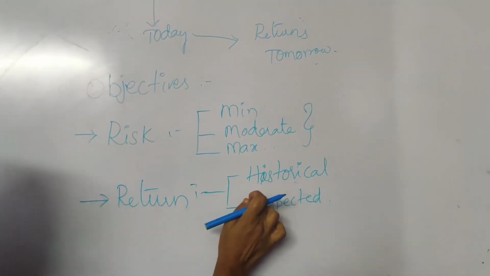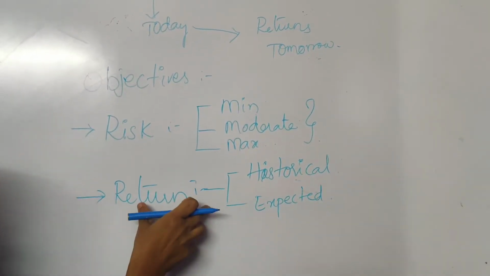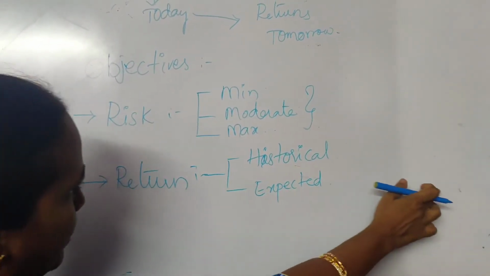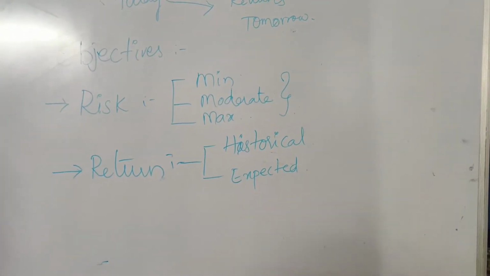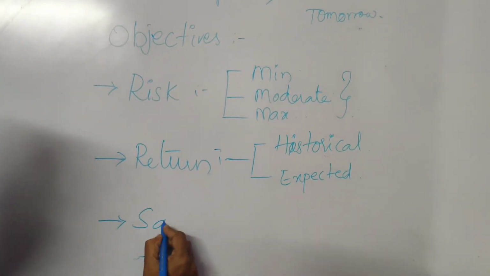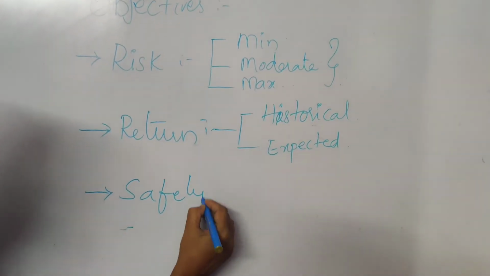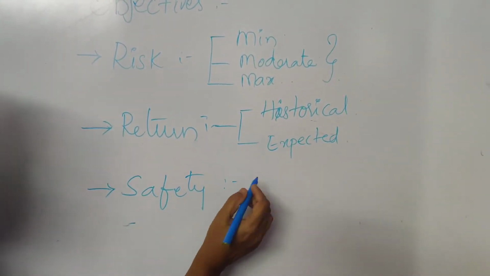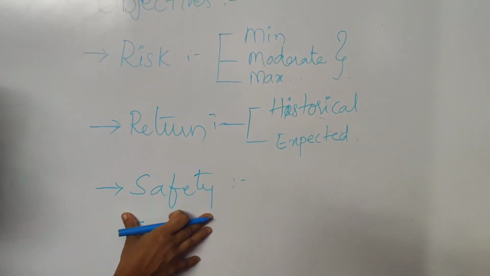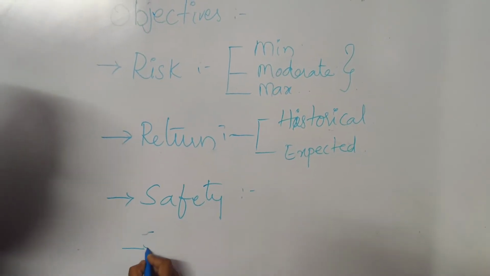How much do I have to commit? Historical return will tell me how much I have to commit today, and based upon the risk I am going to take, what I am going to receive in the coming future will be explained by the return. And then he needs to ensure the safety of funds. How safe is my investment? That is another objective the investor has to assess.